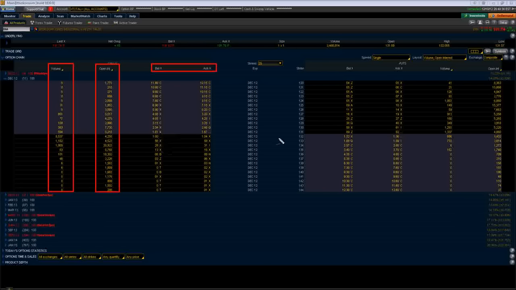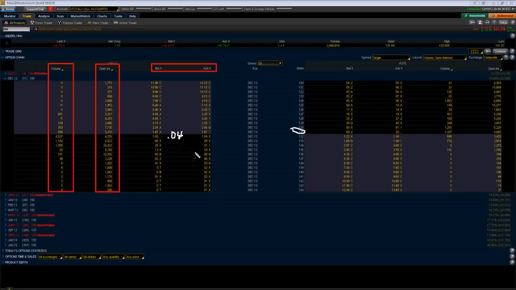Like right here at 132, we'll take a look at this one. At the bid, it's $1, and the ask is $1.04. So what that basically means is you've got a 4-cent, 0.04 spread between the bid and the ask. Now, when the markets are trading, it's probably tighter than that. It's probably only 1 penny.